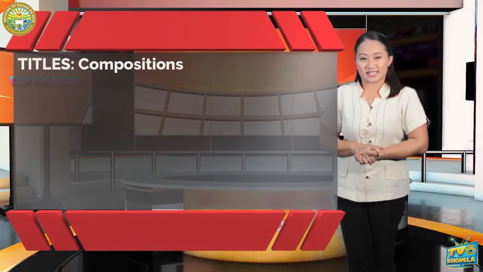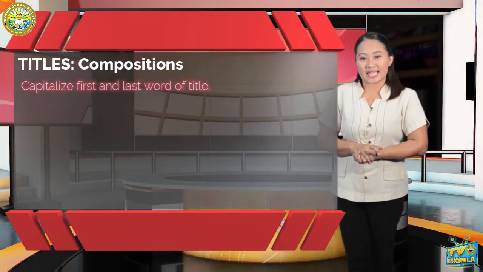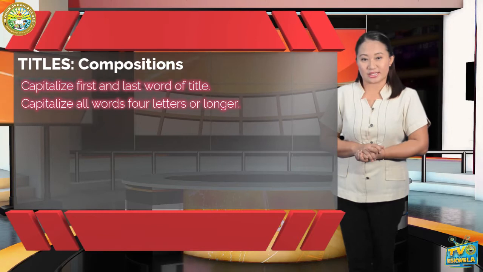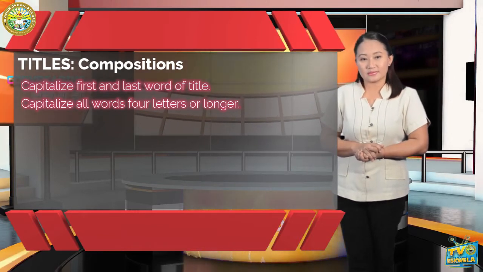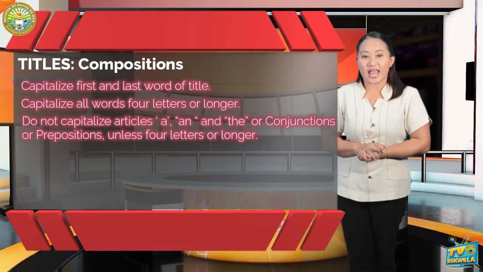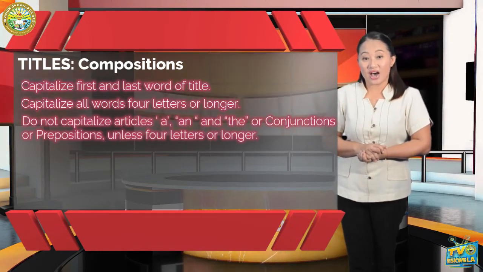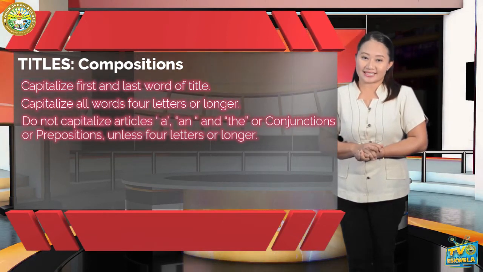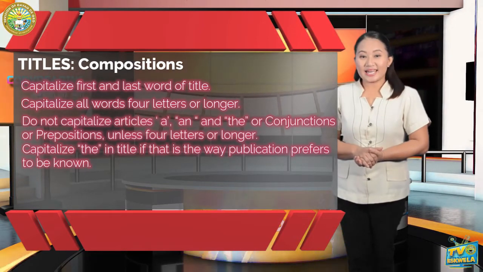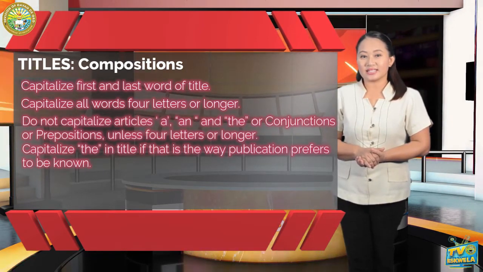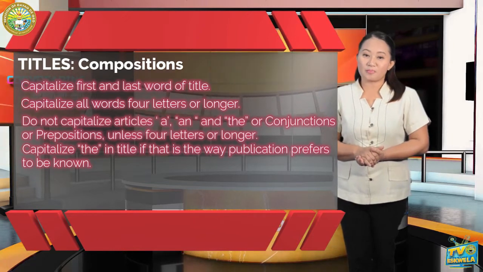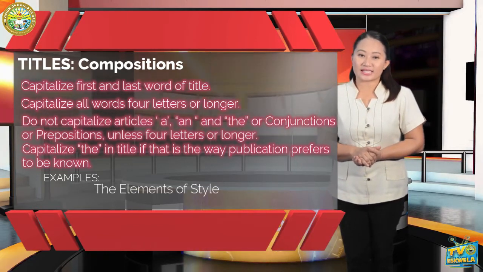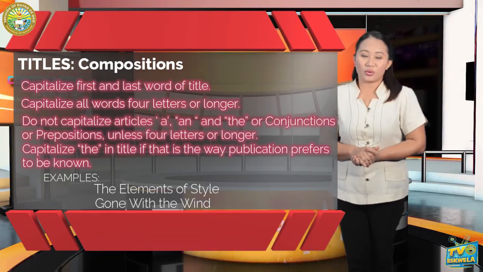Titles, compositions. Capitalize first and last word of title. Capitalize all words four letters or longer. Do not capitalize articles a, an, and the, or conjunctions or prepositions, unless four letters or longer. Capitalize the in the title if that is the way publication prefers to be known. Examples, The Elements of Style, Gone with the Wind.